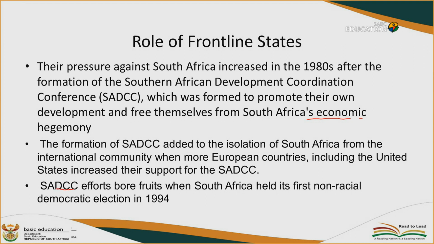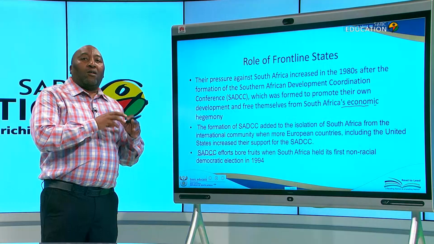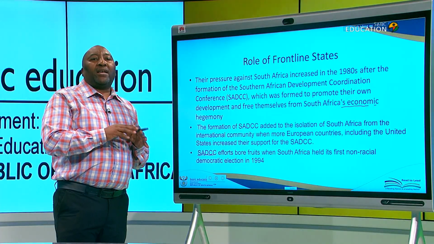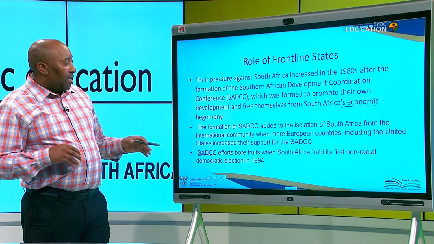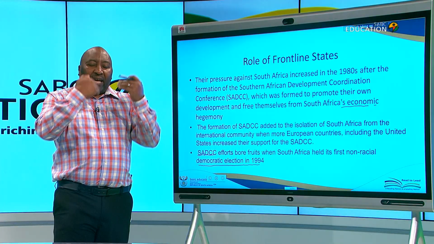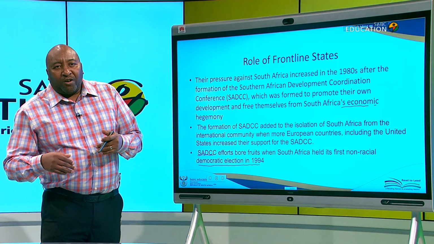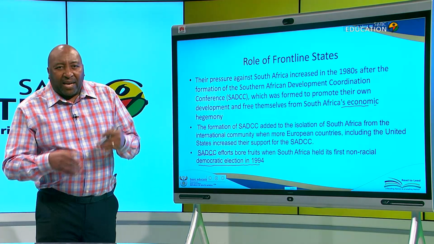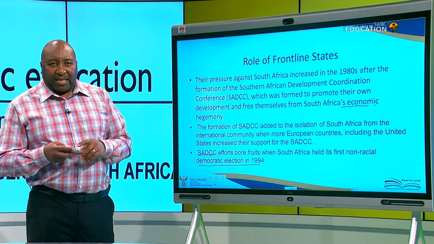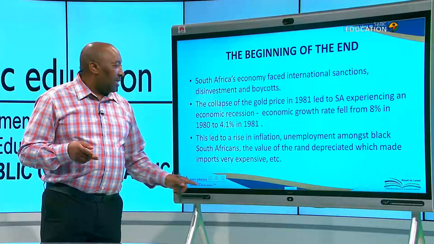The SADCC, that is the Southern African Development Coordination Conference, also bore fruits when South Africa held its first non-racial democratic election, which means it's not only the British anti-apartheid movement that saw success when South Africa started having a new democratic election in 1994. But the frontline states, it was not only the internal pressures from the trade unions, from the PAC, from the ANC, and all other opposition parties to dismantle apartheid, but there were also international pressures, which we need to understand how they then looked into this.